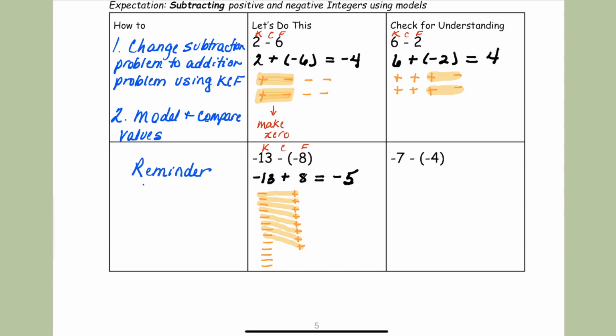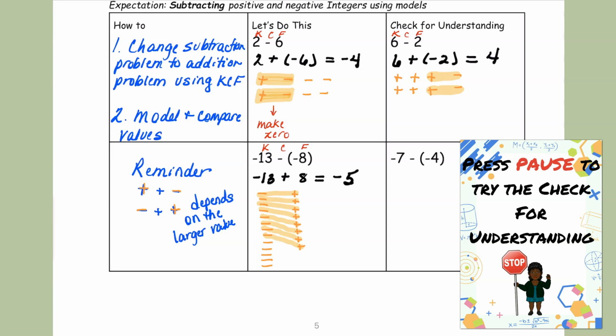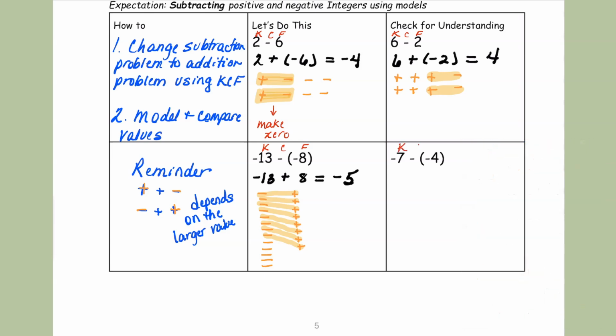The first reminder that I want to share with you is that when you have a positive and you're adding to it a negative, or when you have a negative and you're adding to it a positive, it really just depends on who has more. That's how you're going to know what your answer is. It depends on the larger value. So if we looked at that negative 13, we have 13 negatives versus 8 positives. That means we have more negatives and our answer will be negative. So anytime you're adding 2 different signs, it depends on the larger value.